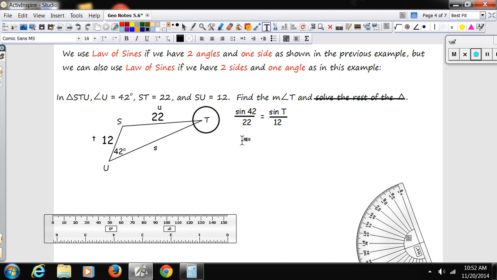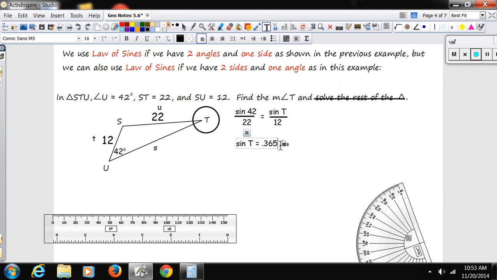Okay, what am I going to multiply in my calculator first? Okay, sine of 42 times 12. Good, let's do that first. Sine of 42 times 12 equals, and you get 8.02. Oh, no, not times 12. Yeah, it is times 12, yeah. Okay, and then what do I do to that number? Divide it by the 22, right? Divided by 22, and you get 0.365 when you round it off.